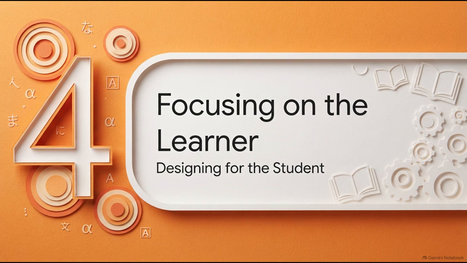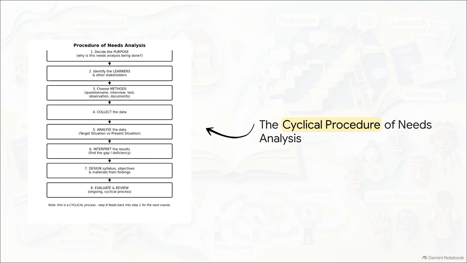Next up, our fourth pillar, focusing on the learner. Look, before you even think about designing a single worksheet, you really need to go through a cyclical needs analysis. You have to decide your purpose, identify who your learners actually are, choose your methods like interviews or tests, collect and analyze the data, interpret the results, and only then do you start designing your materials. And of course, you're continuously evaluating them as you go.